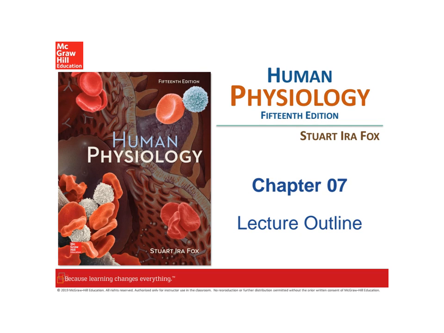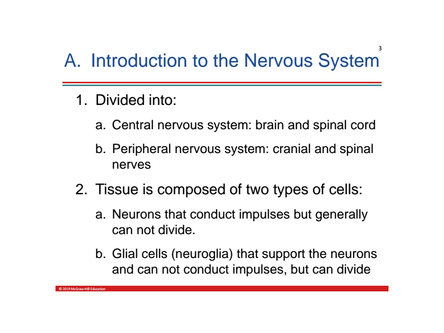The topic of Chapter 7 is the nervous system. The nervous system can be divided into the central nervous system, or CNS, which consists of the brain and spinal cord, and the PNS, or peripheral nervous system, which is the cranial and spinal nerves.